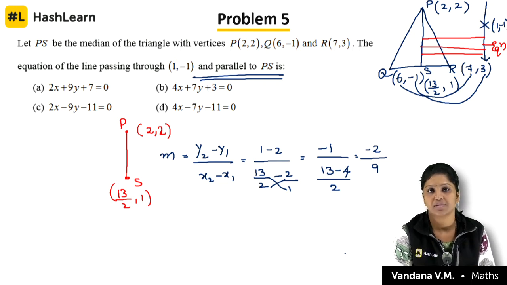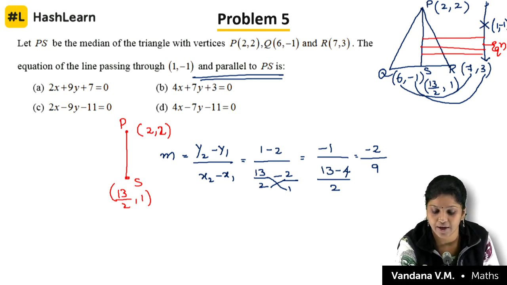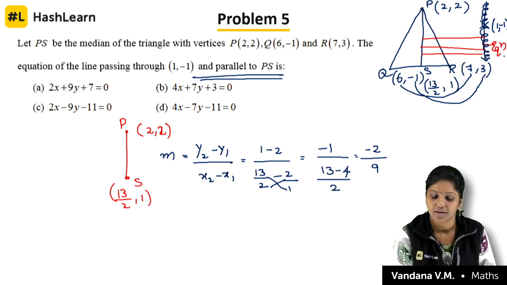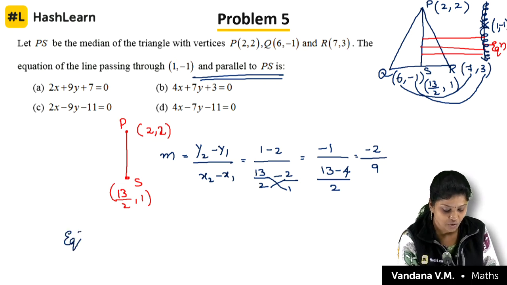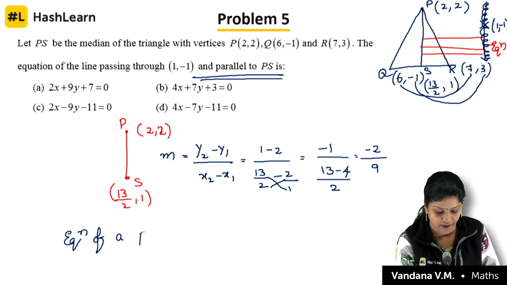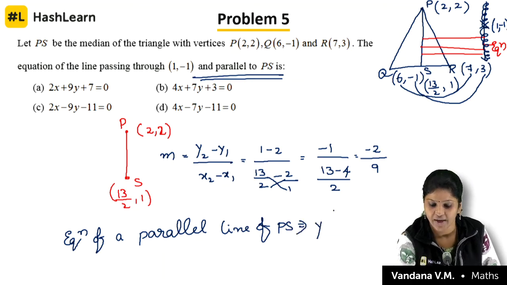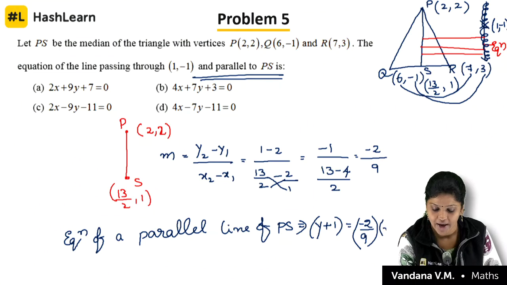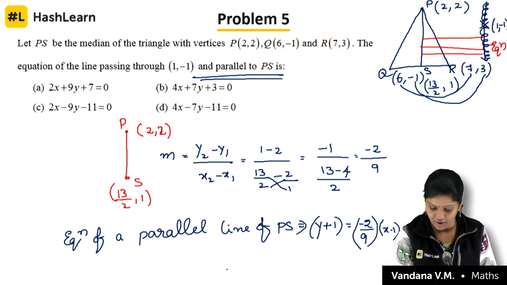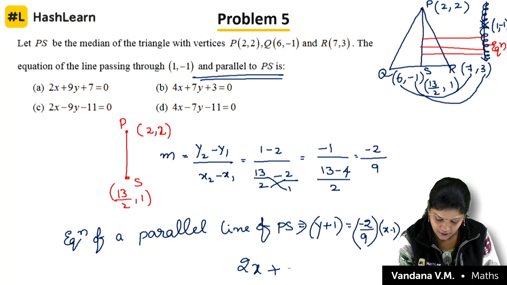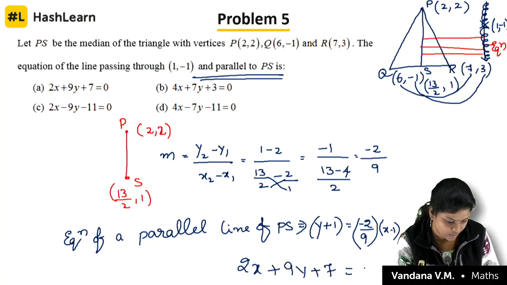For the parallel lines, the slope is same. So for this line also, the slope is minus 2 by 9 only. I know the point it is passing through. So equation of a parallel line of PS is y minus y1, that is minus 1, y plus 1 is equal to m. M value, slope, is what? Minus 2 by 9 into x minus x1. If you solve this equation, you will get 2x plus 9y plus 7 is equal to 0.